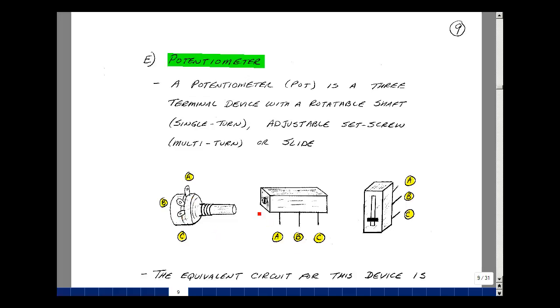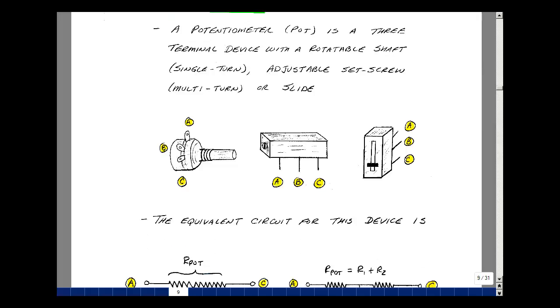On a pot like this, there's a set screw that takes many, many turns to go from one end to the other end of the track of carbon material. A slide pot is just simply one movement going from one value to the end value of the total pot resistance. We're going to look at a variation of this one with a set screw in lab. What's the equivalent circuit of a pot?